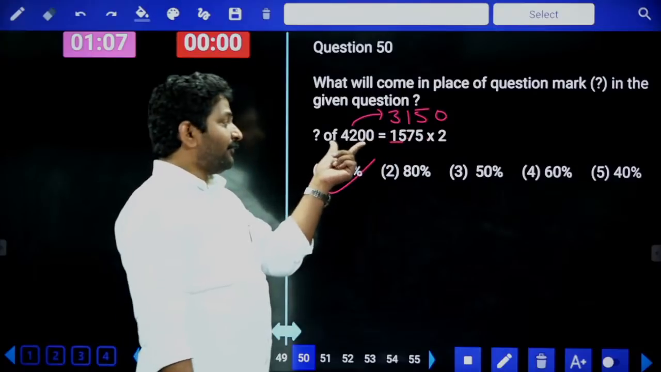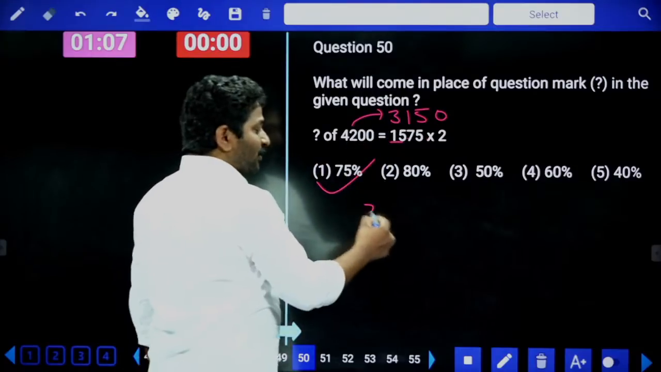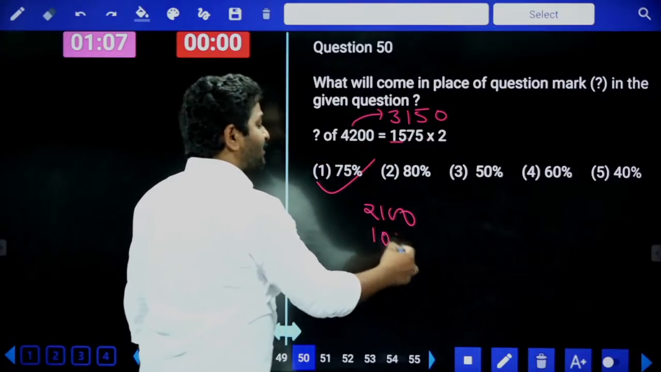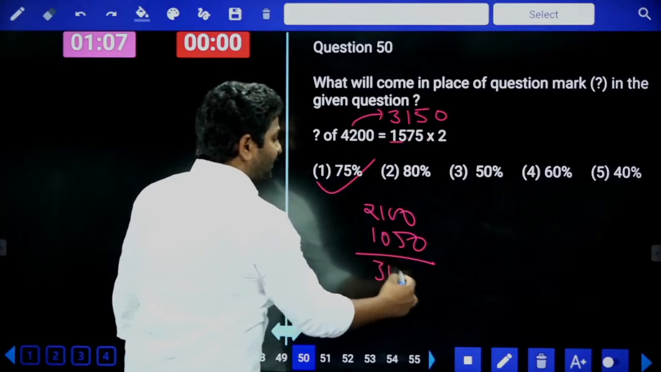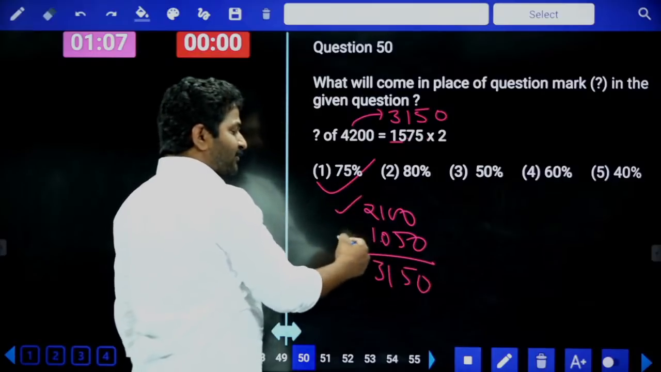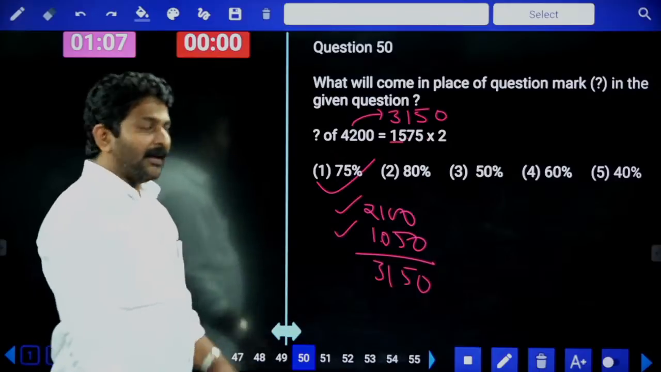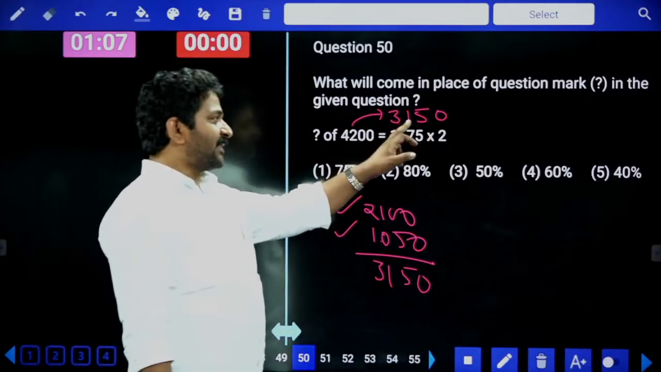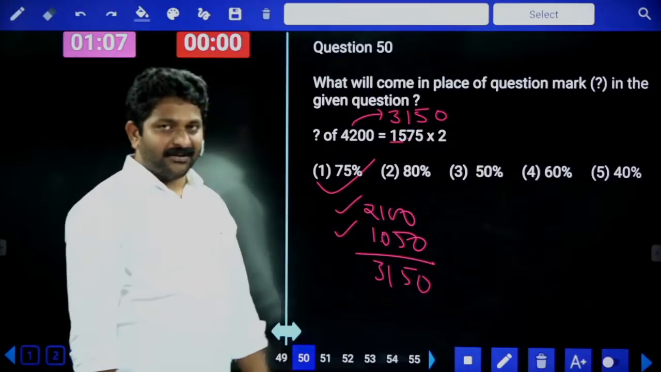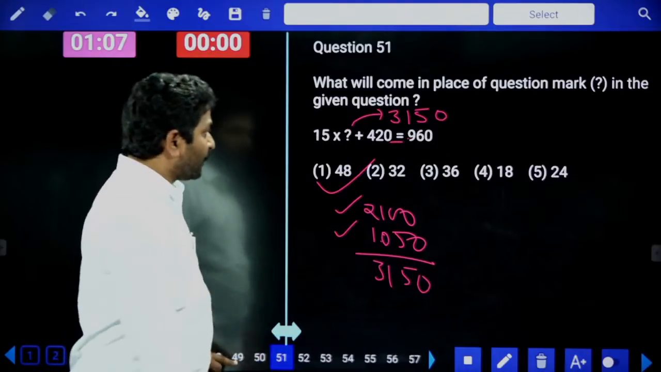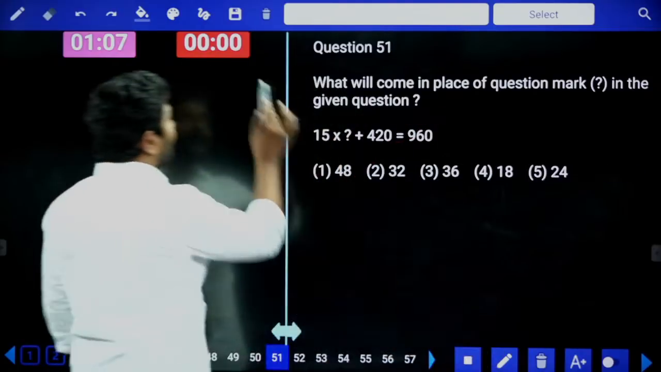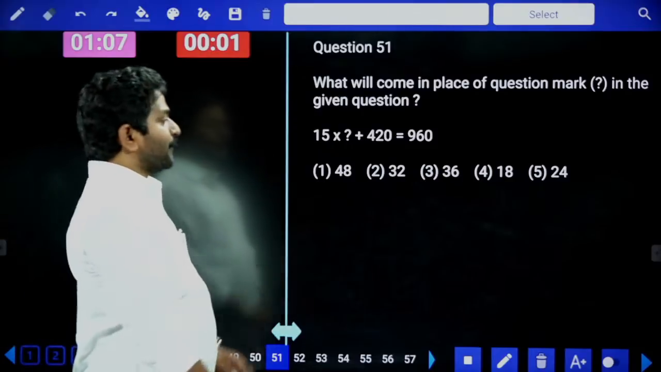3/4, 1/4, half of this number is 2100. Again, half is 1050. 3150 is equal to 50% plus 25%. This is one way. The other way is, if you can identify this as exactly 3/4, then 75% directly you can go for it. Yes, next question number 51 onwards.